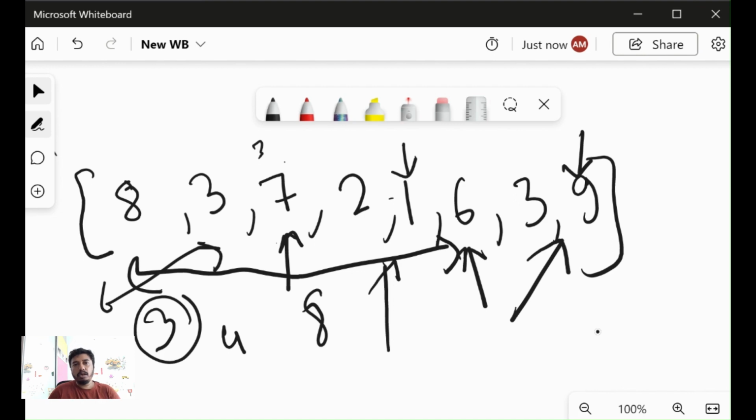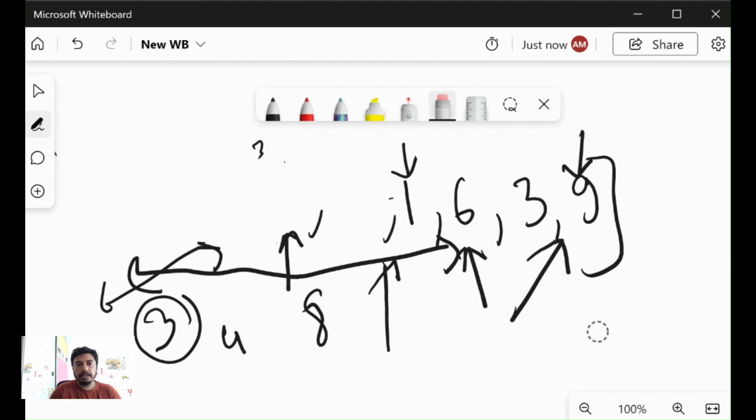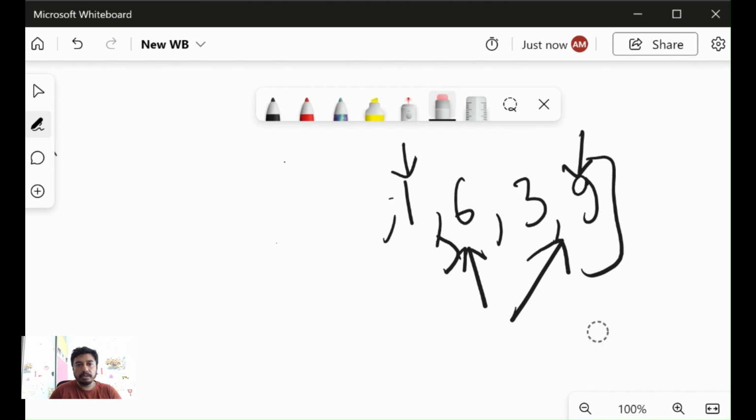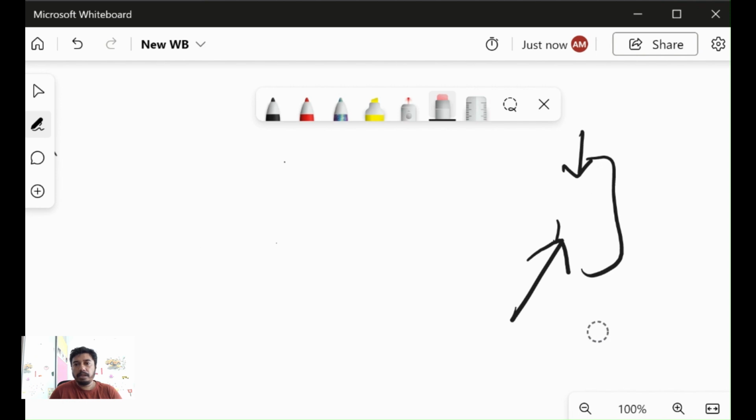Now let's look at a more generic approach. Let's erase the screen first. Okay, my screen is clean now.